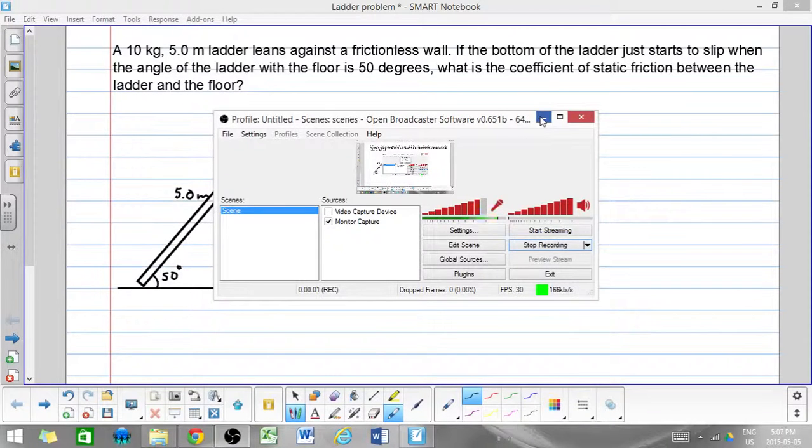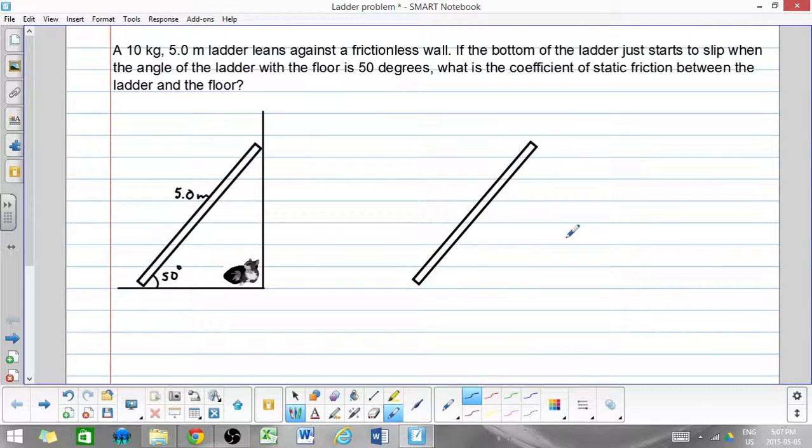The problem we're going to solve is a static equilibrium problem involving a ladder leaning against a wall. We're told it's a 10 kilogram ladder, 5 meters long, frictionless wall, and that as the end of the ladder gets pulled out, so that the angle becomes smaller and smaller, when the angle against the floor is 50 degrees, the bottom of the ladder starts to slip out. So the question is, what is the coefficient of static friction between the ladder and the floor?